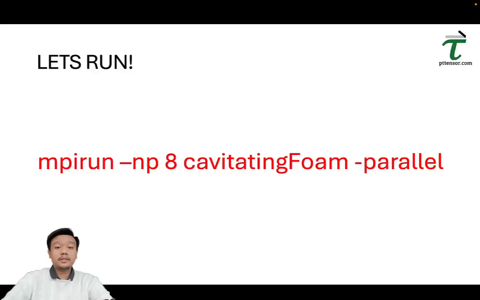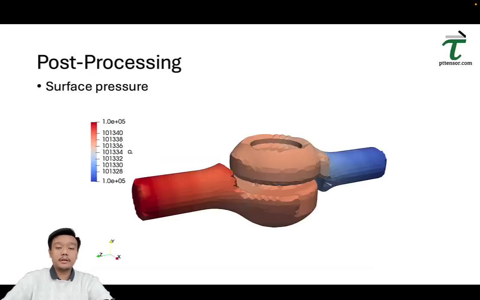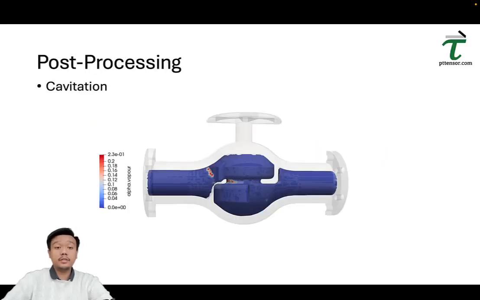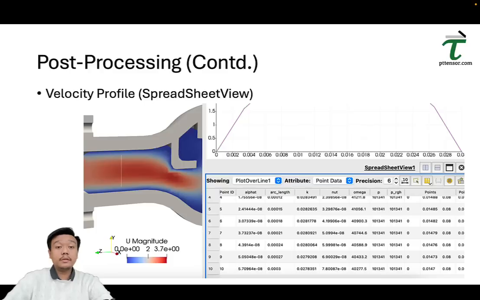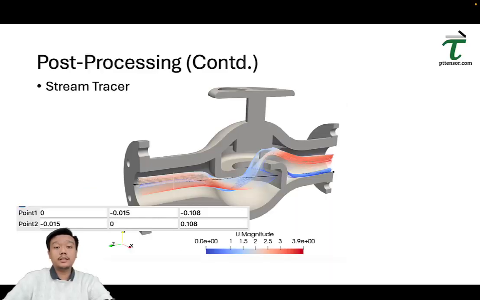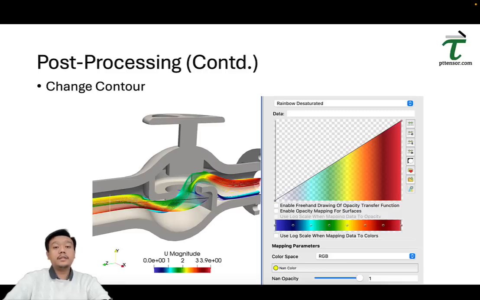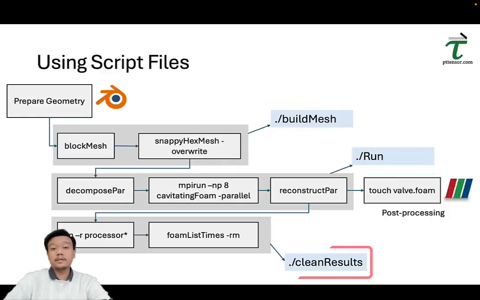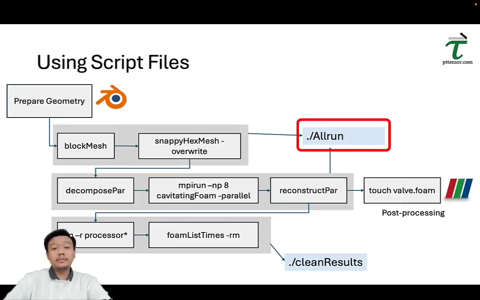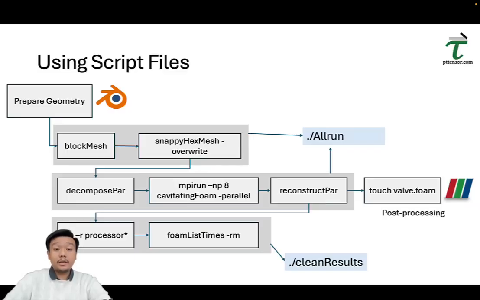We will post-process it to calculate the pressure, cavitation, velocity distribution, plot the curve, and make the stream tracer. Then we will also show how to clean these results if you want to change the setups and get new results. Then we will discuss how to use the script files to make your workflow faster. In this tutorial, we will discuss step by step without using the script file first, to help you understand what's happening during each step. Okay, let's begin.